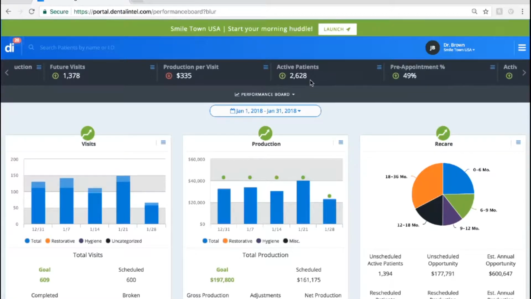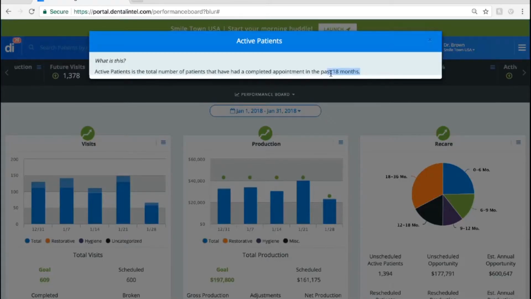Now, Kirk, if they were to pull the active patient number out of their practice management system, it's going to be a lot bigger than this. Why is that? Why would their number out of the practice management system be higher than this number? For a lot of different reasons. Sometimes it's not entered accurately. It's got to be linked to an appointment, correct? Correct. If they've had an appointment in the last 18 months, they're counted here.